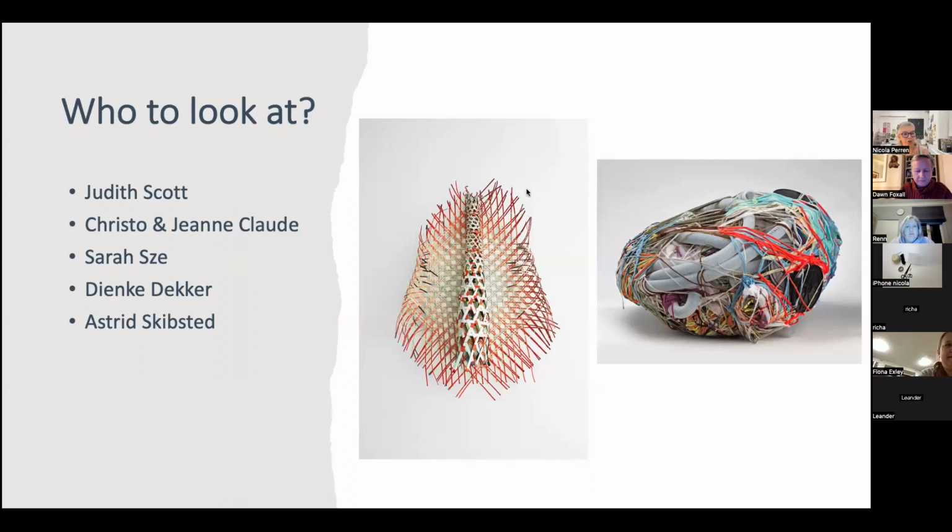A few people that I particularly look at, I think Judith Scott is an absolutely amazing artist in terms of wrapping. It takes it to a whole different level compared to what we're doing. And then there's also this work here by Decca, who does really beautiful weavings with paper, but again, using similar structures to the ones we're going to use today.